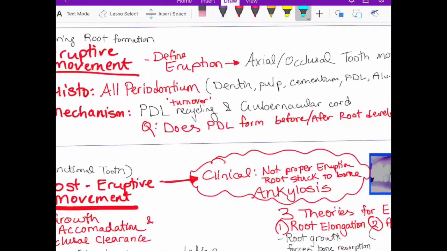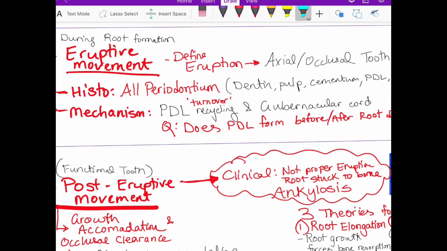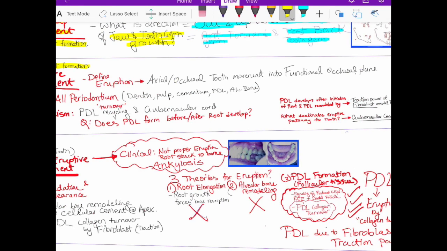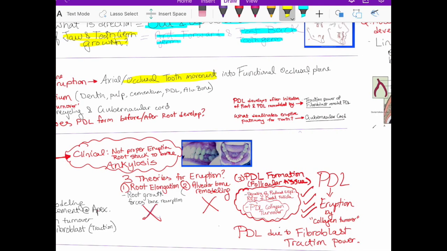Then we go into the eruptive mechanism, and that happens during root formation. So what is eruption? Define eruption. It is the occlusal movement of the teeth. So occlusal meaning axial or up. So it is occlusal movement of the teeth into its functional occlusal plane. So into our occlusal or bite.